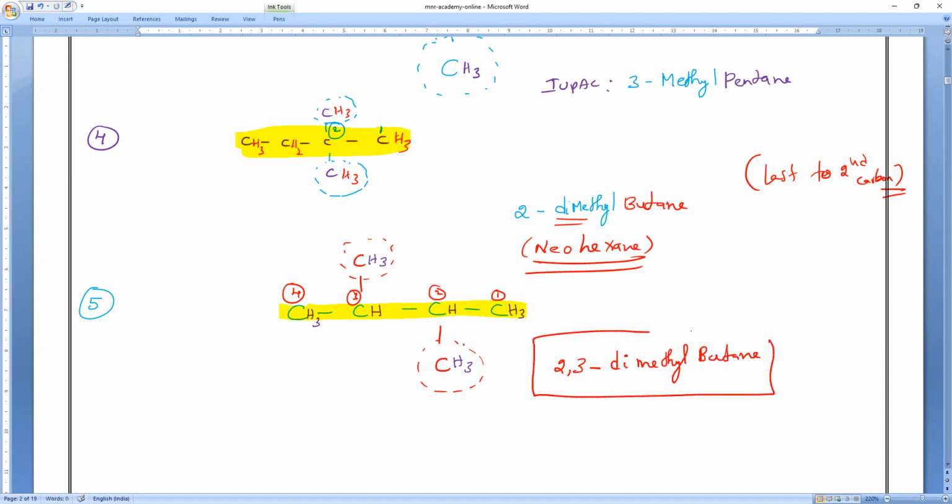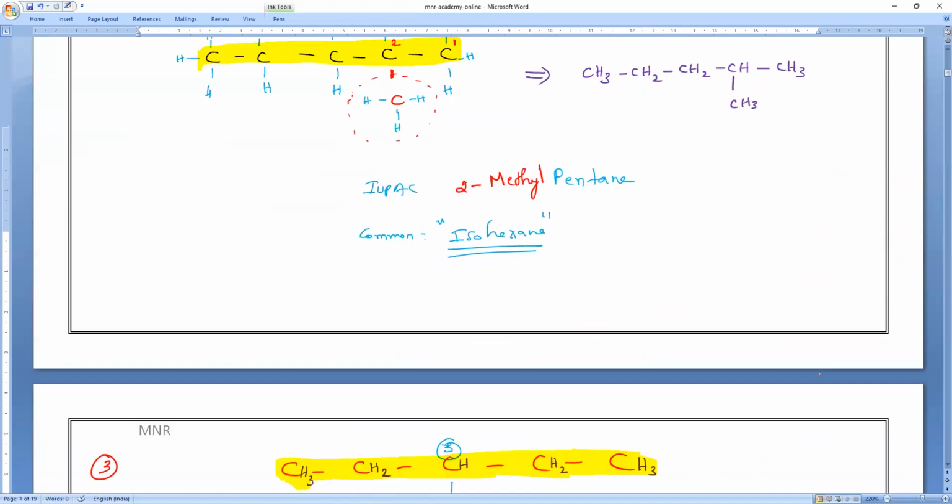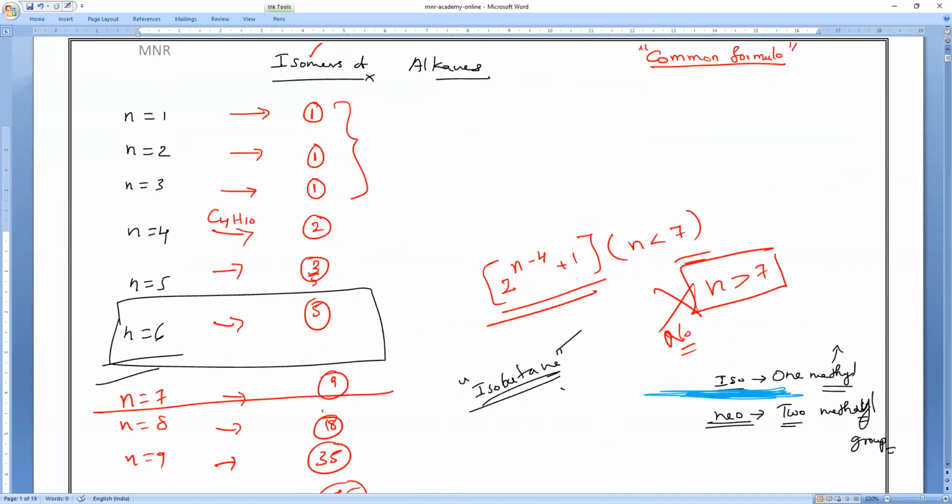But this is not a neohexane. Do you understand? It is not a neohexane. Why? Because the 2 branches are not on the second carbon. Do you understand, everybody? Yes, sir. So that is very, very important. These are the 5 isomers of hexane. So up to here, everybody has to learn.